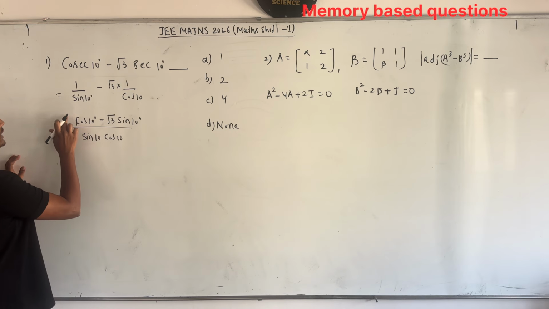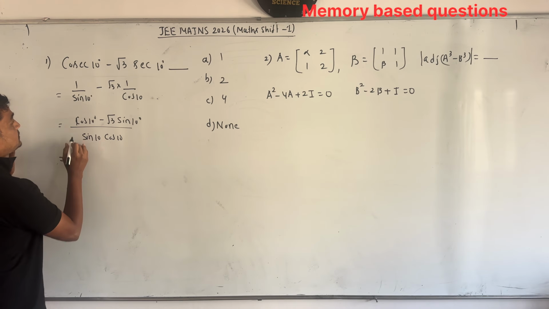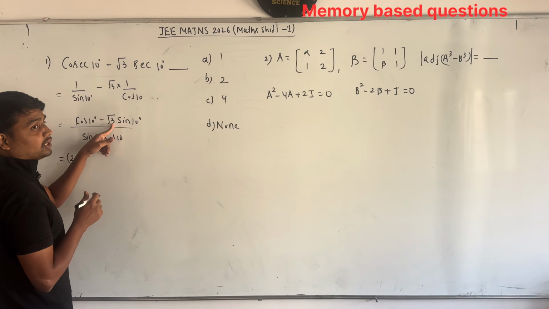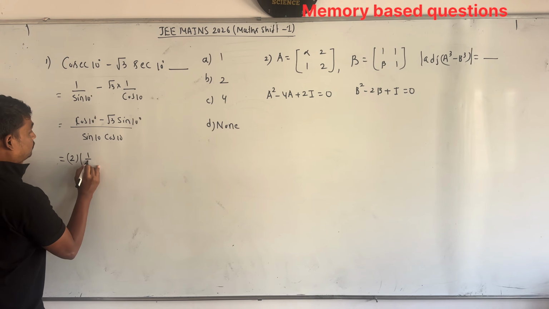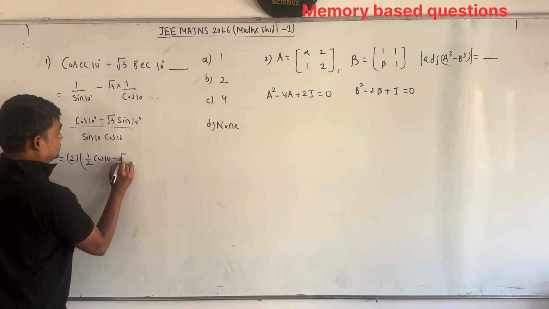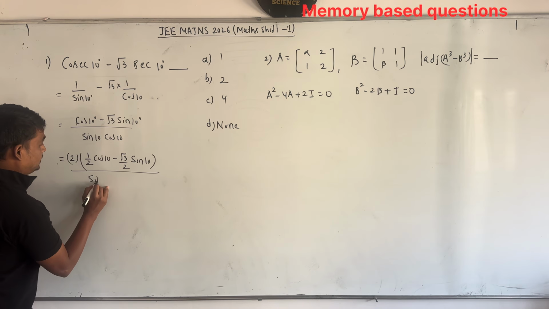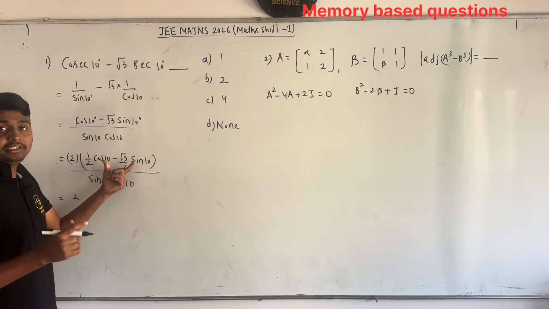How can we convert? It is in the form a cos theta minus b sin theta. So multiply it with root of a square plus b square, root of 1 square plus root of 3 square. How much will we get? Root 4, 2 will we get. So multiply it with 2. 2 into 1 by 2 cos 10 minus root 3 by 2 into sin 10, divided by sin 10 into cos 10. Okay. So now I am converting this into a single function.